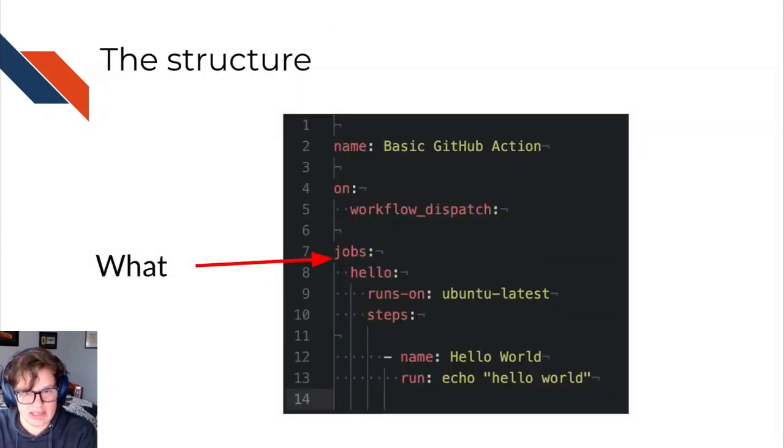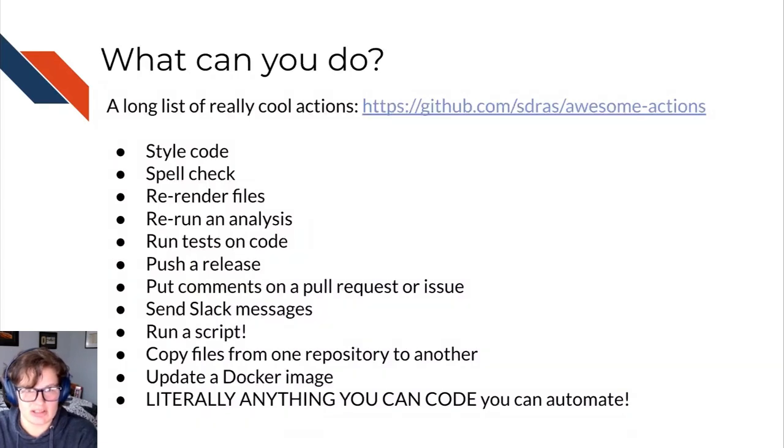All right, the what of the GitHub action is the jobs. So what do we want to actually be run when we do have the trigger triggered? Okay, when the on is triggered, what do we want to actually happen? And that's underneath the jobs part of this. And what can you do? There's so many things you could do. This is even just a small subset of a thing that you could see.